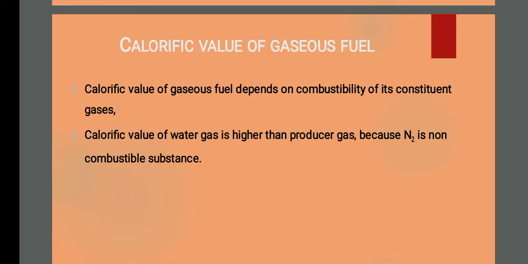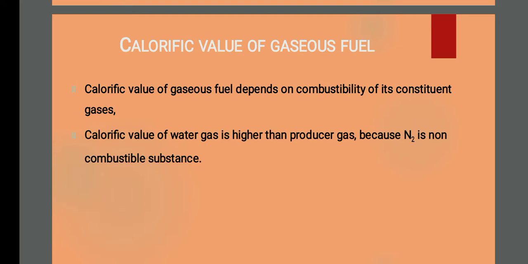If you take carbon monoxide and hydrogen, both are combustible substances, so they produce a calorific value of 2800 kilocalories. Coming to producer gas, only one combustible substance is there, carbon monoxide. Nitrogen is not a combustible substance, so the calorific value is reduced. So this is the comparison. Comparatively, water gas is found to have a high calorific value compared to producer gas.